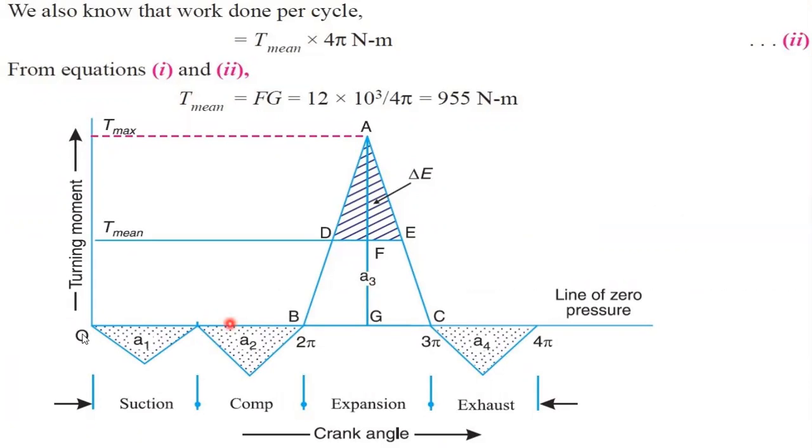T mean, see this diagram. This diagram is also very easy to draw. Turning moment on the y-axis and crank angle on the x-axis. Suction, compression, expansion, and finally exhaust, and we get a crank angle of 4π. T mean is FG and T max is AG. So just equate equations 1 and 2 on the right hand sides. Automatically, 12 into 10 power 3 divided by 4π gives you 955 Newton meter. So the FG value is 955 Newton meter.